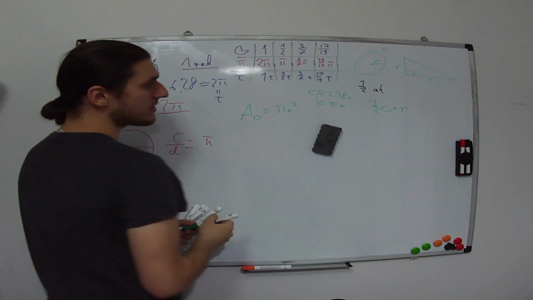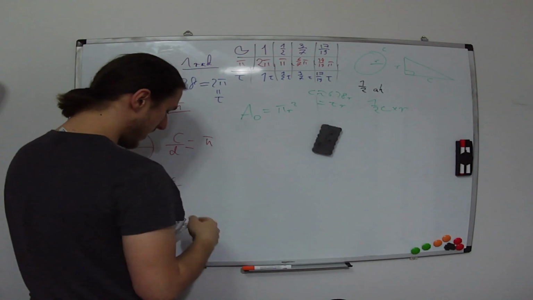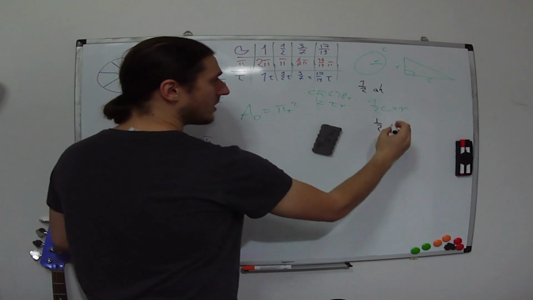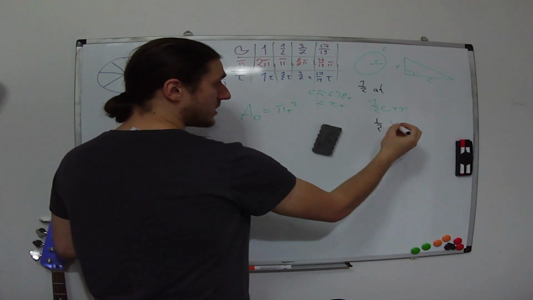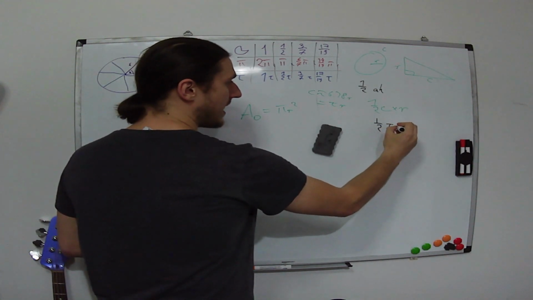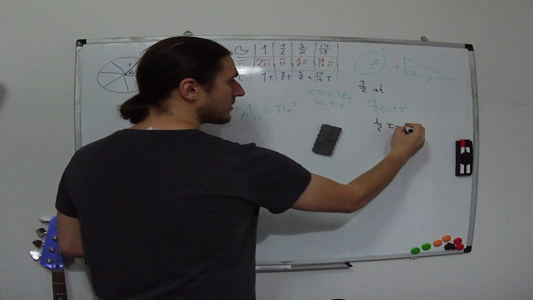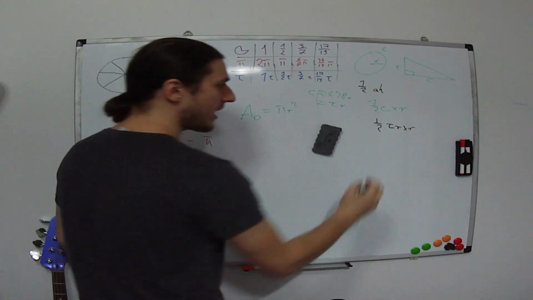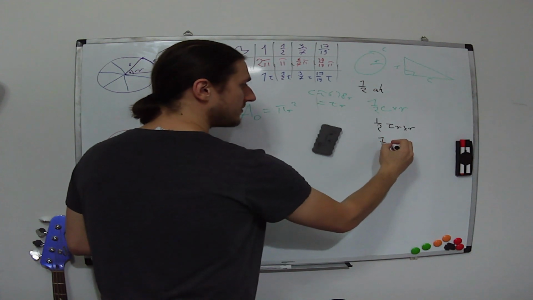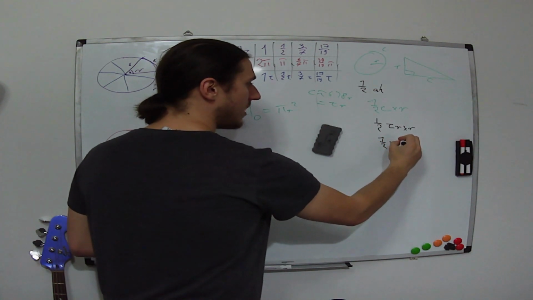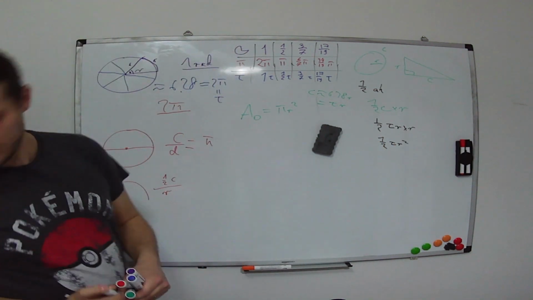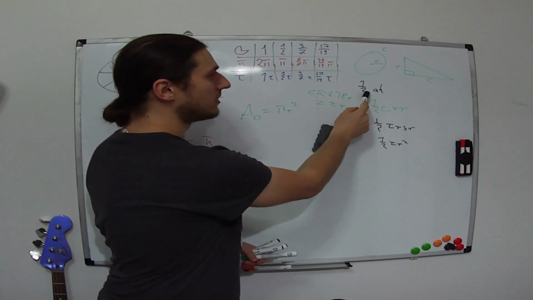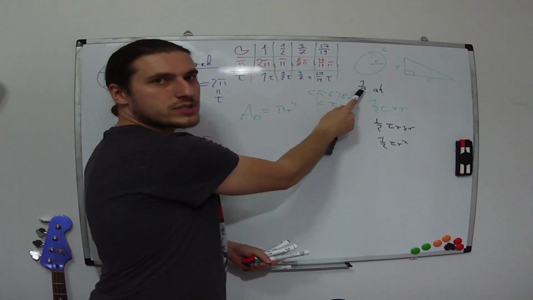So this equation there becomes 1/2 times the circumference, which is actually tau times radius, times radius. So in fact, this is 1/2 tau r squared. This is where it comes from. It comes from the area of a triangle. That half there is important.